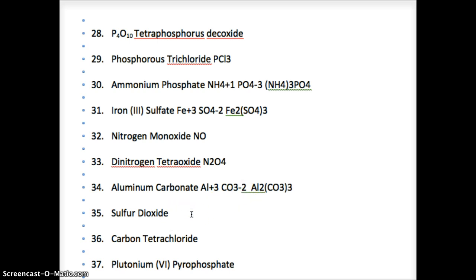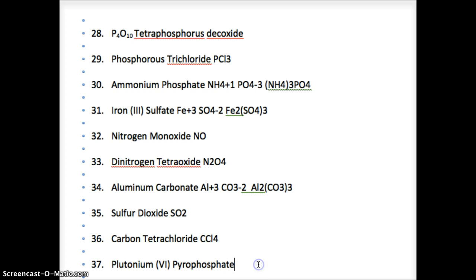Number 35, sulfur dioxide. Do what it tells you. Sulfur, and there's 2 oxygen. 36, do what it tells you. Carbon tetrachloride. CCl4, because it says there's tetrachloride.